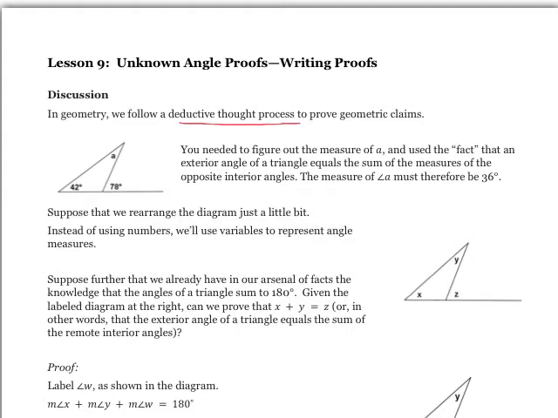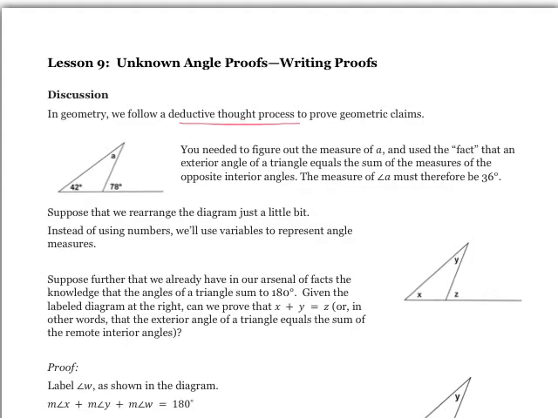So if we look at what we did with the exterior angle theorem, when you needed to figure out the measure of A, and we use the fact that an exterior angle equals the sum of the measures of the interior opposite angles, then you could calculate that A is going to be 36 degrees. So that's a numerical example.